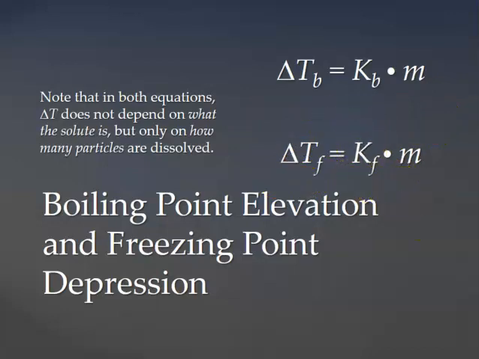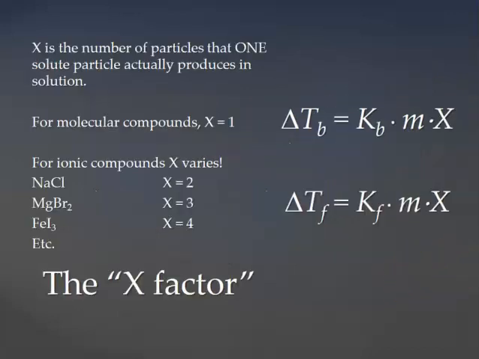One last little thing here. Kind of getting back to the ionic compounds versus molecular compounds, there's something I like to call the X factor. It's actually the limiting value of the Van 't Hoff factor. That's the real name for this thing, but we're just using the limiting value. But we need to modify our equations here, our boiling point elevation and our freezing point depression, because not all things pack the same punch.